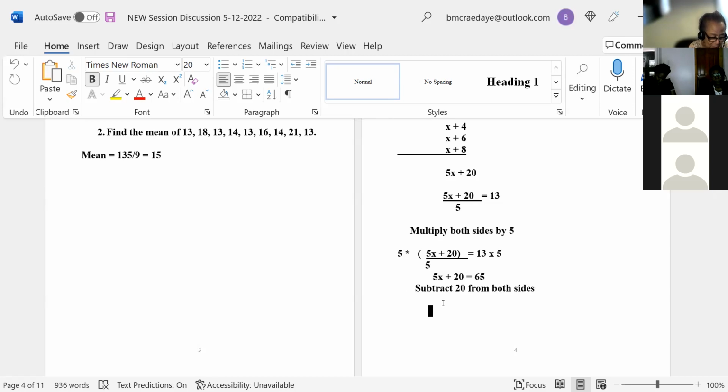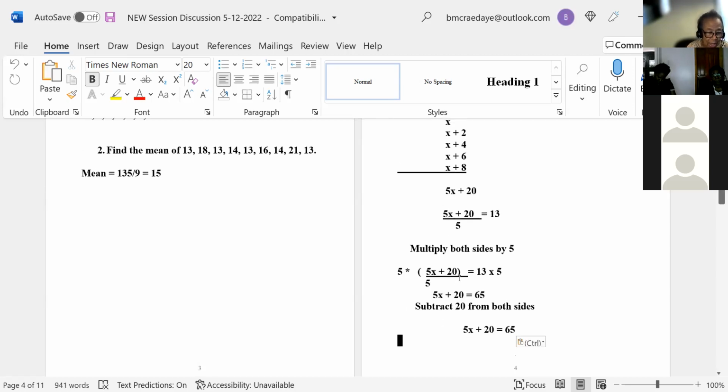That's right. Very good. So I subtract 20 on the left. Let me just put minus 20. Minus 20. And subtract 20 on the right. And you said 45. That's correct, Mercedes. Now, what do I have on the left? What's left on the left side, Mercedes?